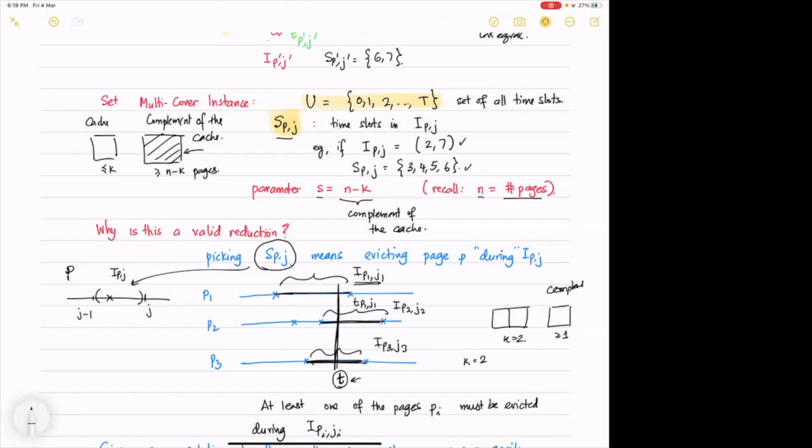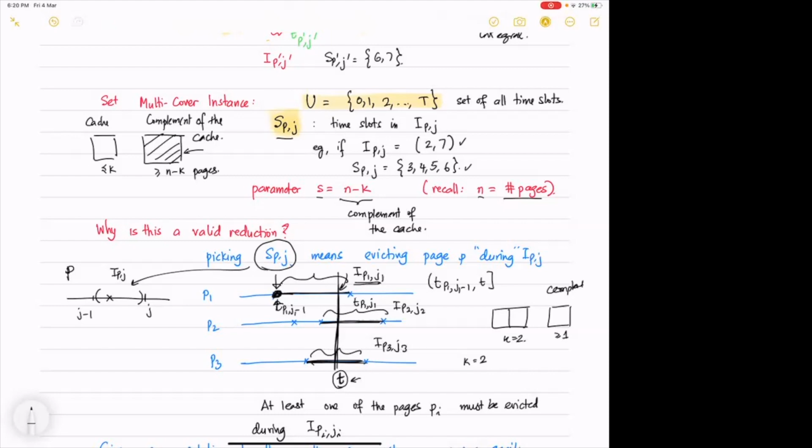Now, if p1 is out, we know that p1 was accessed at this time. It was in the cache at this time. So that means p1 must have been removed from the cache at some point during this interval, from time t_{p1,j1-1} to the current time t. Otherwise, it was in the cache at that time and not in the cache at time t, which means it has been removed. This is what I mean when I say that you must have chosen this set S_{p1,j1}.